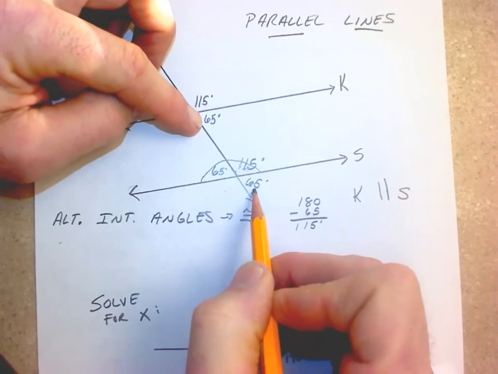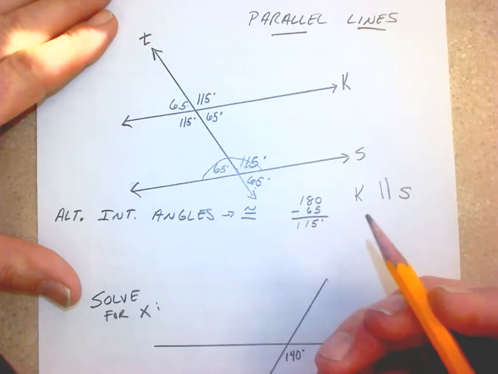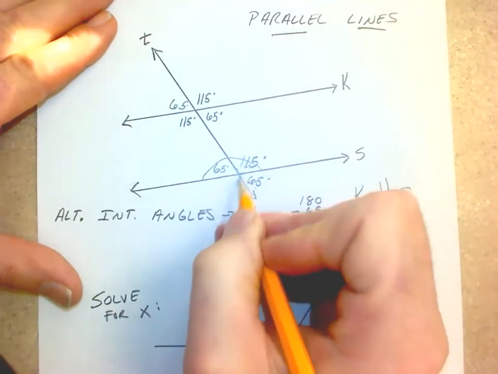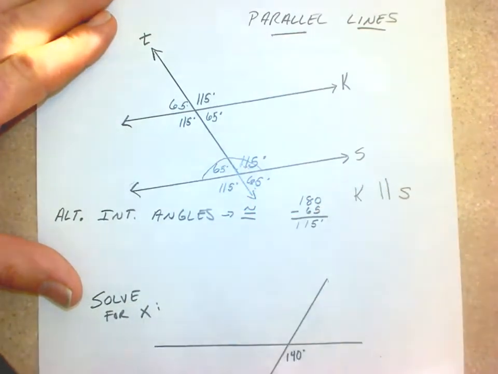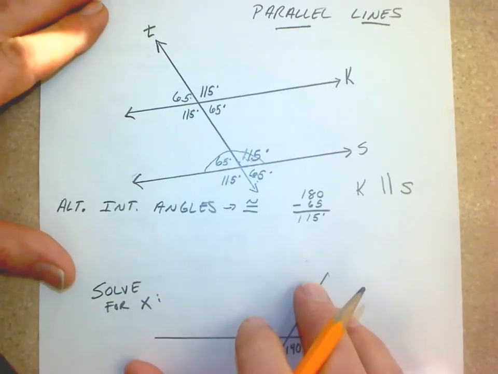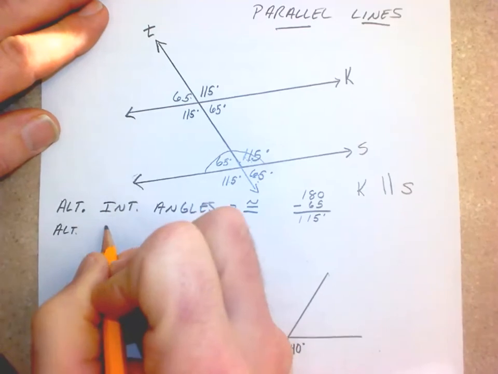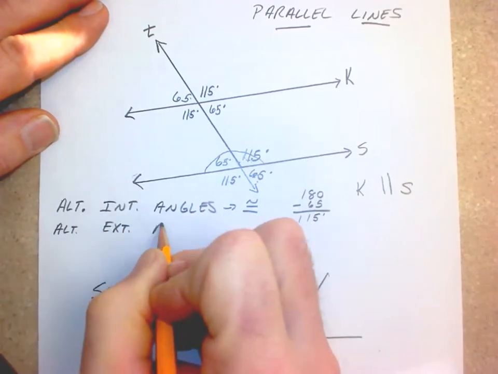Same thing here, these two 65s. If I would place these down here on top, the 65s would match up as well. 115 vertical angles. So that's the main goal for tonight, to be able to figure out those missing pieces. Just got some new terminology. Alternating interior. We would have alternating exterior angles.